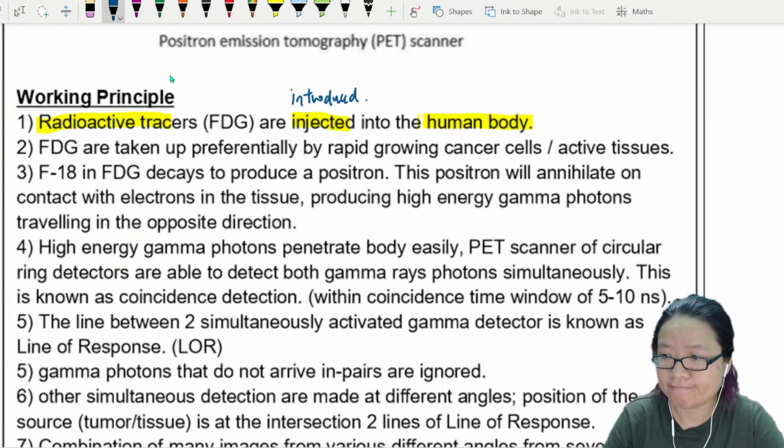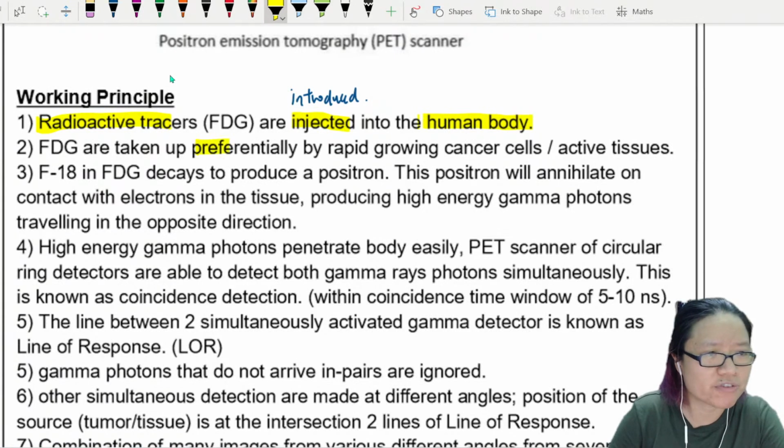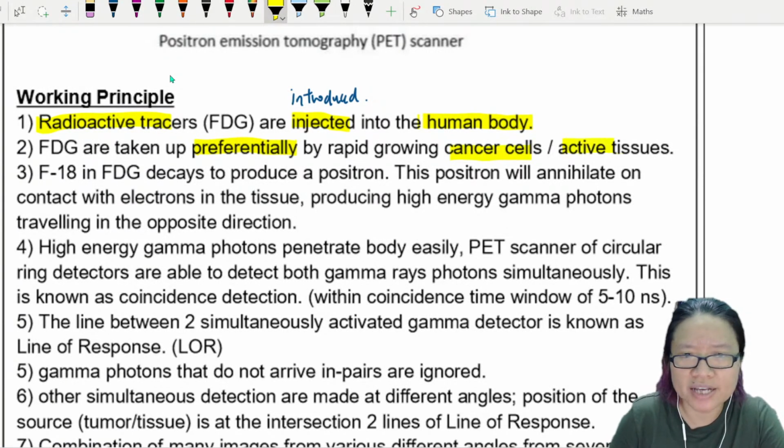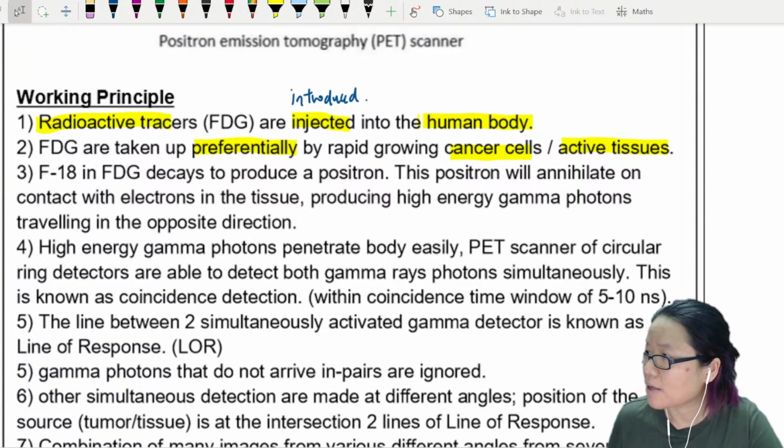And the tracer is taken up preferentially by cancer cells or any kind of active tissue that I want to scan. Any kind of active tissue that I've taken a liking to, that I want to scan. So basically we can actually custom design the PET scan to fit what we are looking for. And I managed to find, let me see if I can find the GIF. There we go.